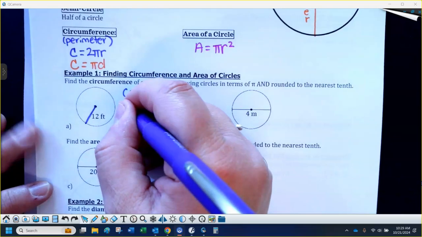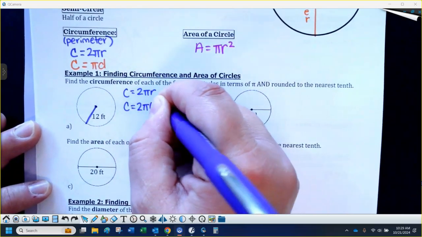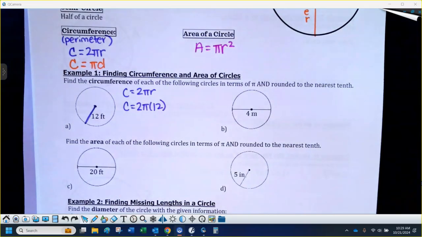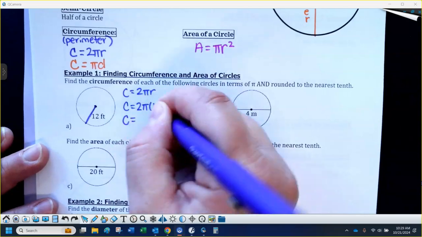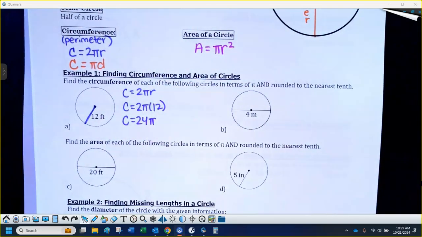All right, so if you want to leave this in terms of pi, literally all we're going to do is take 2 times that radius and just write the pi next to it. So 2 times 12 is 24, and that's in terms of pi. You just leave the pi right next to it.